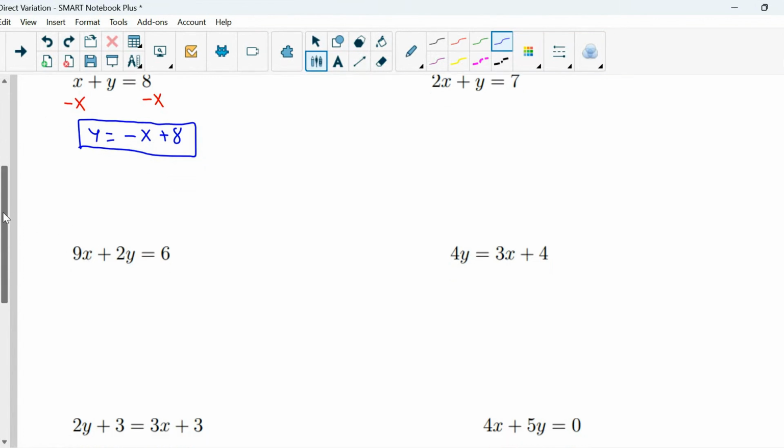Okay? In our third example here, we have 9x plus 2y equals 6. So we first need to start by moving x to the opposite side of y. So if we want to move positive 9x to the other side, we can just subtract 9x from both sides.